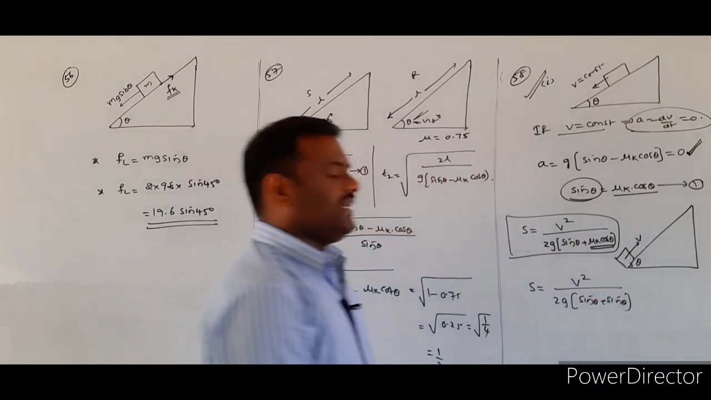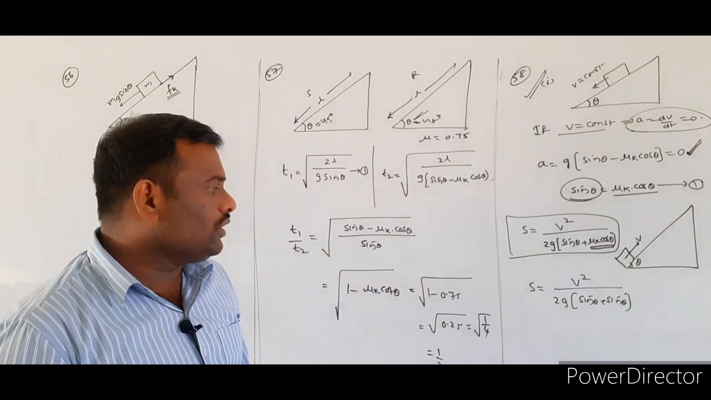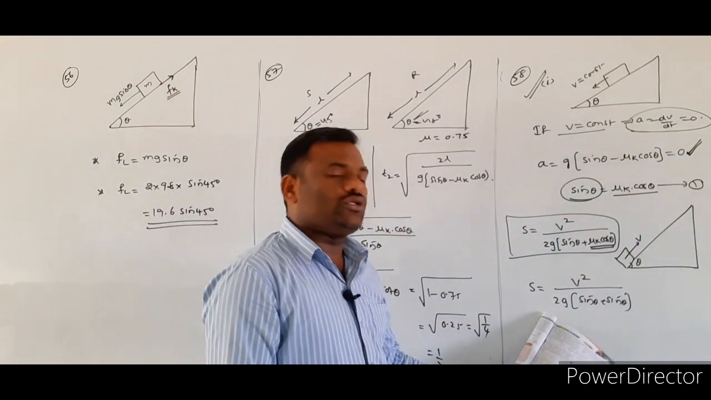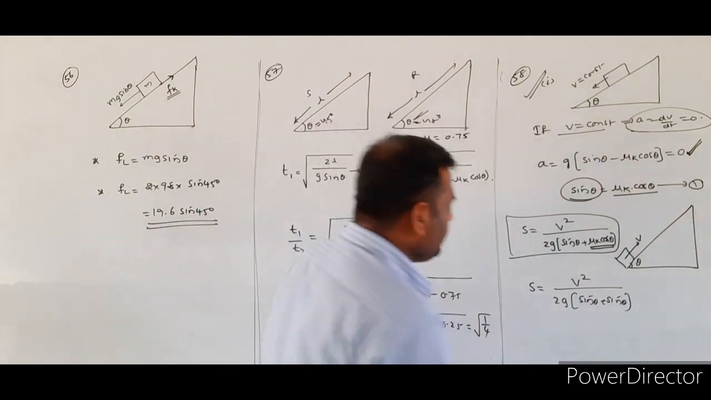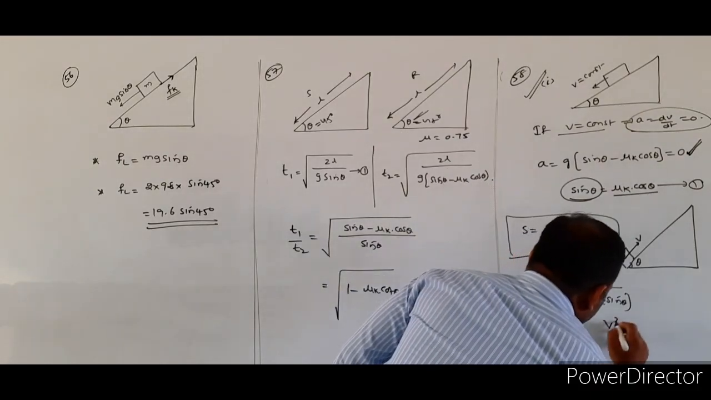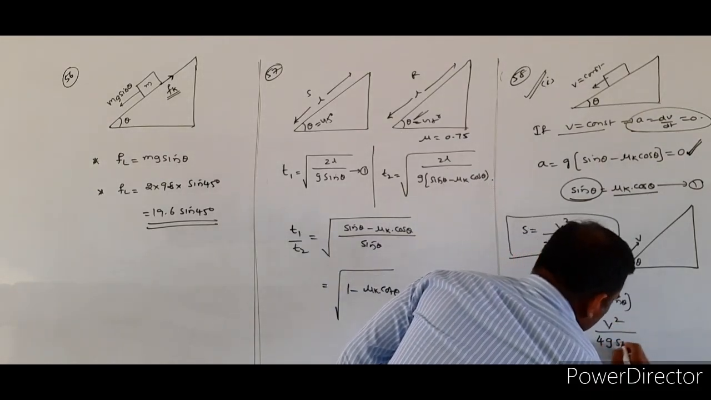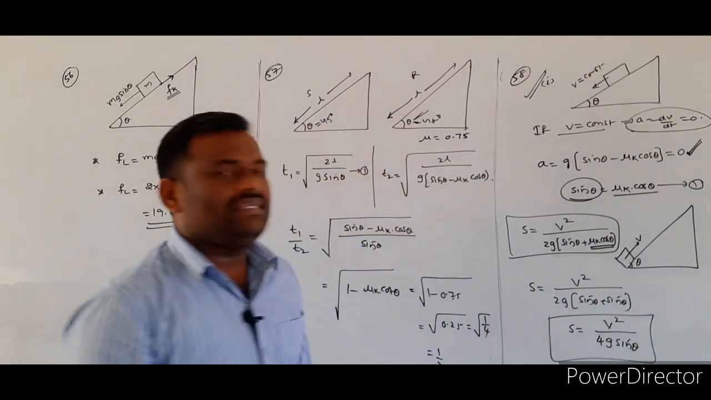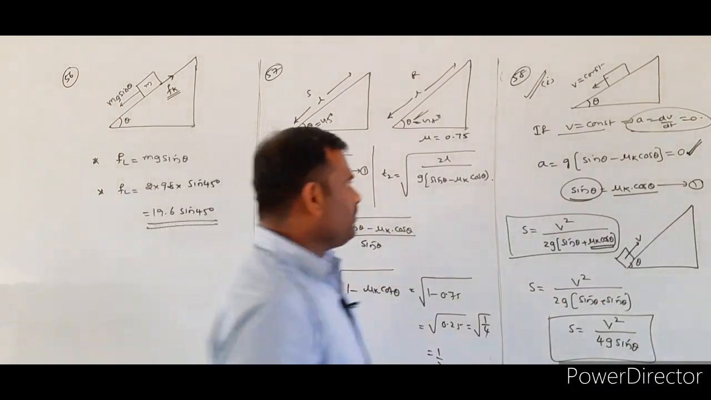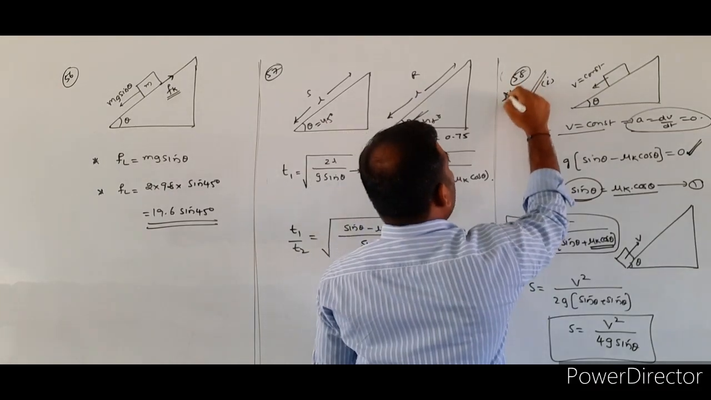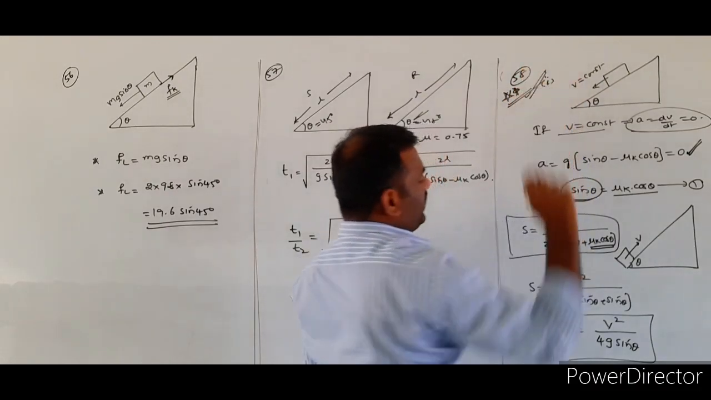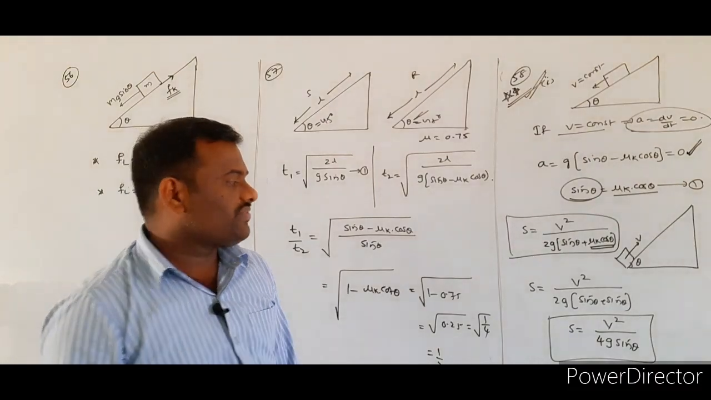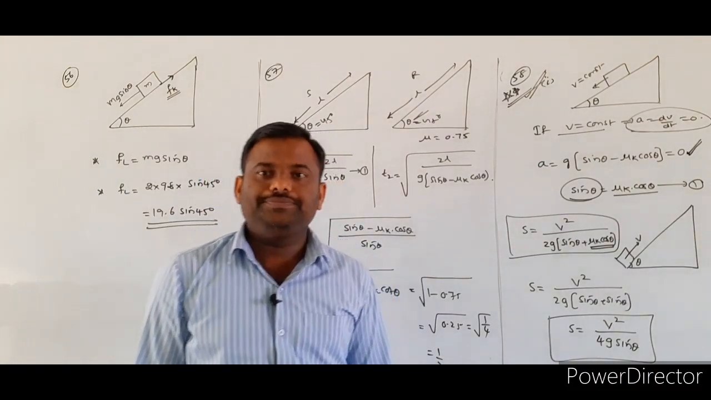Sin theta plus sin theta is equal to 2 sin theta. 2 sin theta into 2g is 4g sin theta. Therefore, the distance travelled by the block is equal to V square by 4g sin theta. Standard numerical, very, very important one. S is equal to what? V square by 4g sin theta.